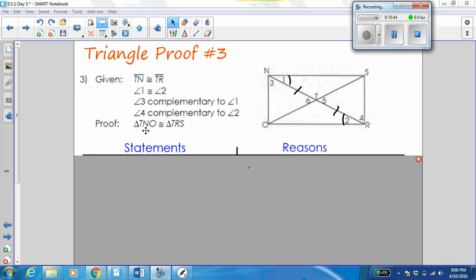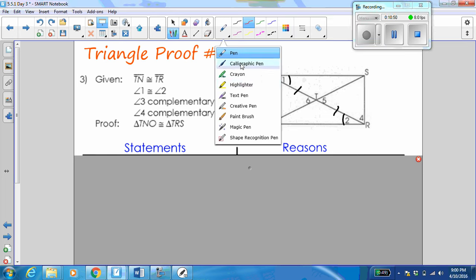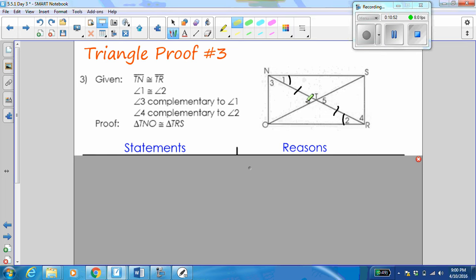What we're trying to prove here is that triangle TNO is congruent to triangle TRS. So since there's a couple triangles happening here, I'm just going to highlight triangle TNO and triangle TRS, just so that I know which two triangles I'm working with, so that I don't get confused and accidentally say certain angles are congruent and have that confuse us for our proof.